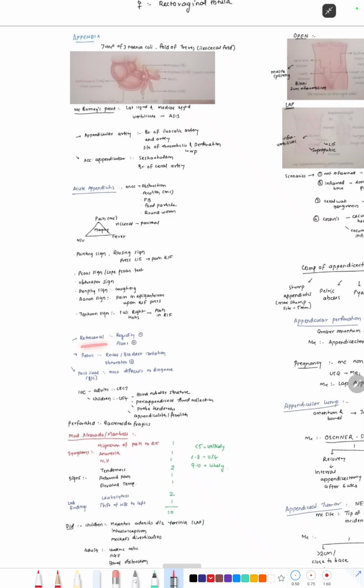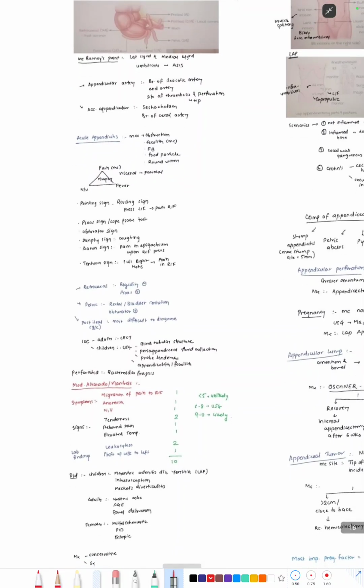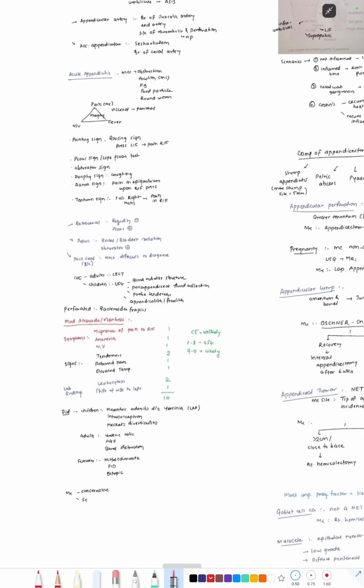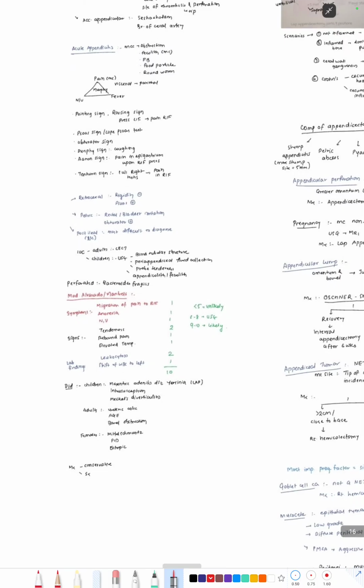Then the most common site of the appendix is retrocecal, wherein rigidity is absent but the psoas test is present. Then in the pelvic site, the obturator test is present. It more often leads to rectal or bladder irritability, because of which there are increased chances of micturition. Post-ileal is the least common and the most difficult to diagnose. Investigation of choice in adults is CT, in children is ultrasound. Ultrasound will show a blind tubular structure, periappendiceal fluid collection, probe tenderness, and an appendicolith or fecolith can be seen.